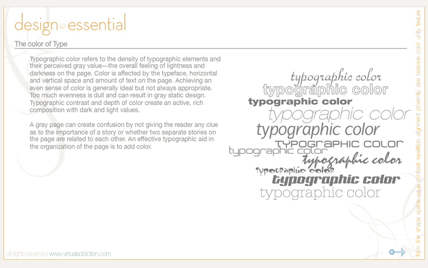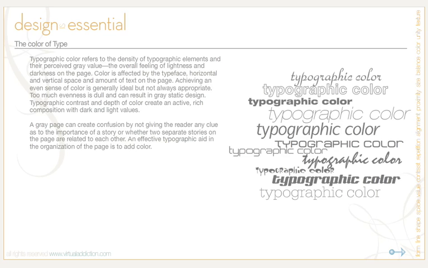Achieving an even sense of color is generally ideal, but not always appropriate. Too much evenness is dull and can result in a gray, static design. Typographic contrast and depth of color create an active, rich composition with dark and light values. A gray page can create confusion by not giving the reader any clue as to the importance of a story or whether two separate stories on the page are related to each other.